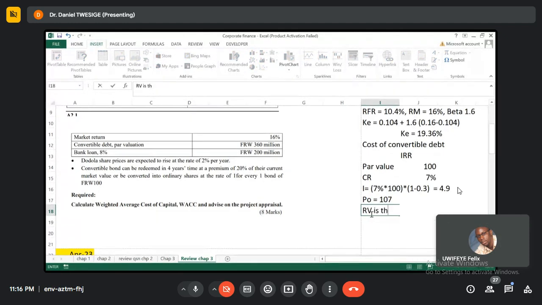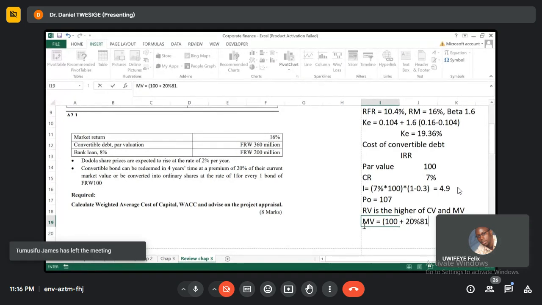Redeemable value, which you said is the higher of conversion value and the market value. So then what is going to be our market value? The market value is given. They said the bond is going to be redeemed at a premium of 20%. So it will be having a market value of 100 plus 20% times 100. I think which is 120.